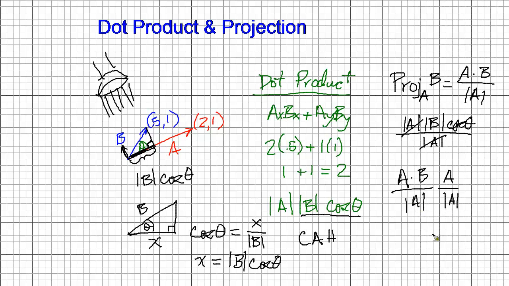Now we can see we can combine these terms. We have the magnitude of A squared on the bottom, so the vector projection is going to be A dot B over the magnitude of A squared times the vector A. That can also be written as A dot B over A dot A times A. That gives us a vector pointing in the direction of A, which is the length of B cos theta. And that is pointing as far as B is pointing in the direction of A.